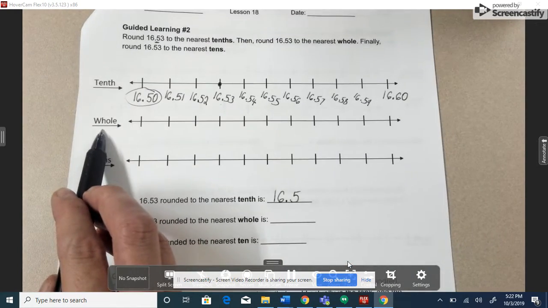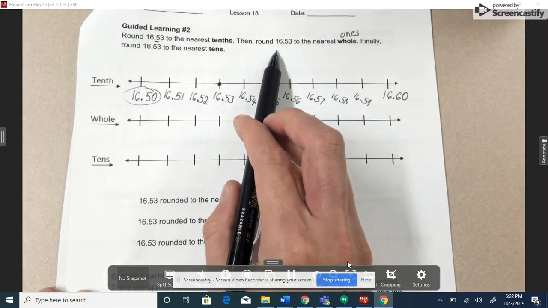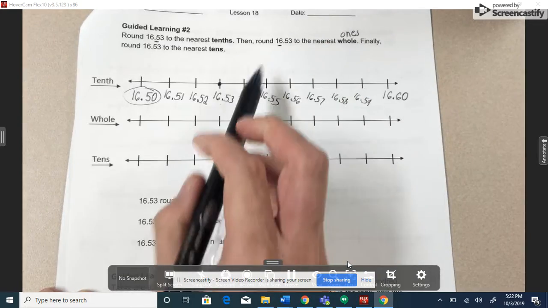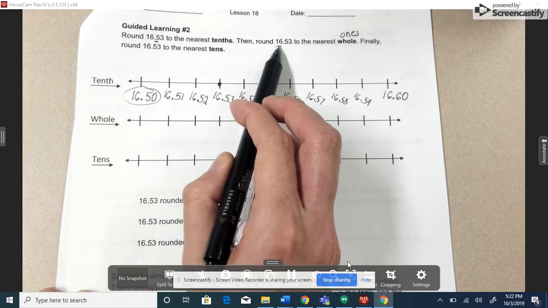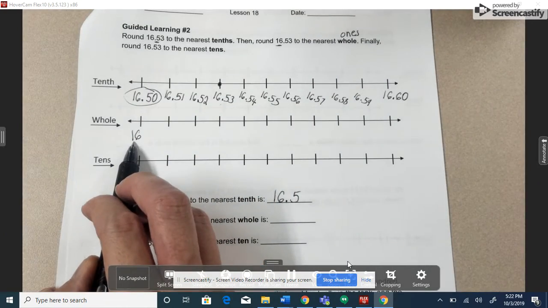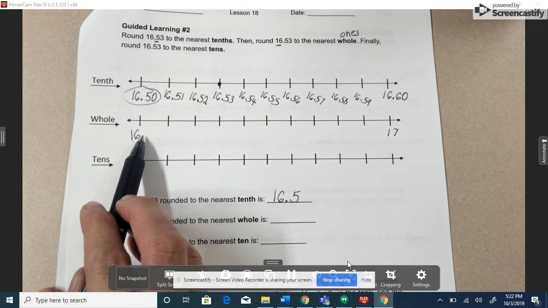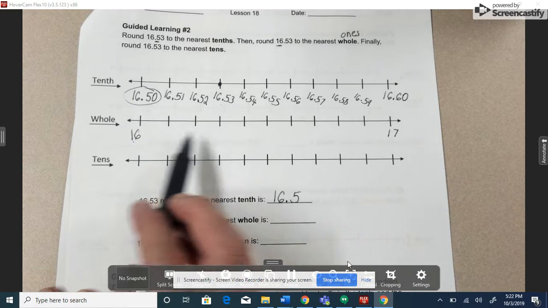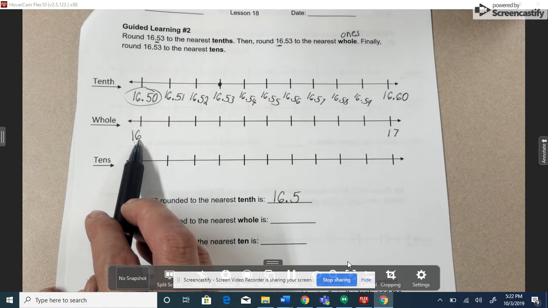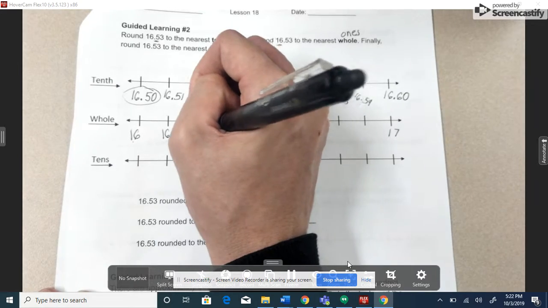Now I'm going to round to the whole number, which we know is the ones place. I'm going to look at my number and see that there are 6 ones. If you look at the whole thing, there's really 16 ones. So I know that's my starting number, 16. 1 more than 16 is 17. Once again, I have 10 spaces in between 16 and 17, so I know I can add 10 tenths to equal 1 more whole. So I'm going to start by including the tenths, 16 and 1 tenth, 16 and 2 tenths, and so on.